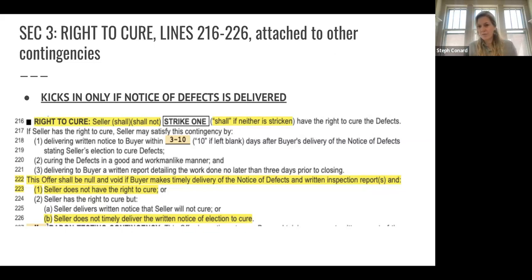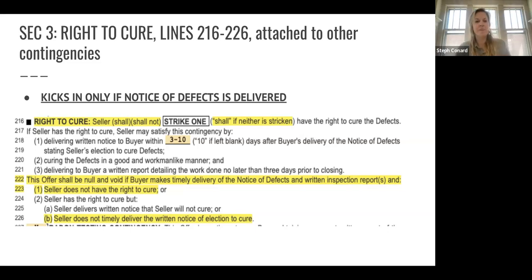So when you're writing an offer with a buyer, the next section is you have to determine whether or not you are going to give the seller the right to cure as it relates to the inspection contingency. The right to cure may or may not play out. Ideally, it's never going to get kicked in, but we have to be prepared in the event that it does. So that's why we give the buyer an option here on line 216. The seller shall or shall not have the right to cure the defects.